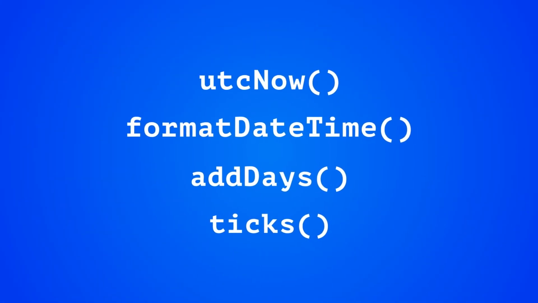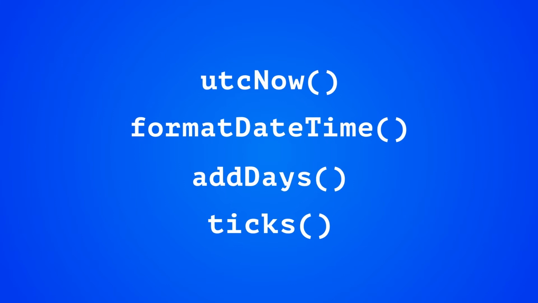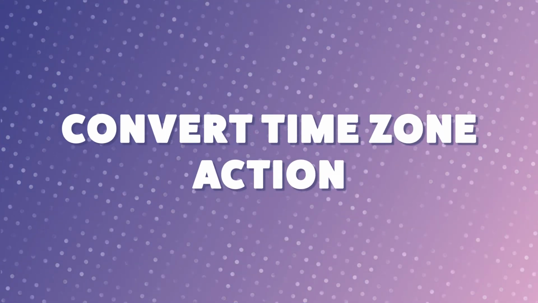The ticks function converts a date into ticks. 1 tick equals 100 nanoseconds. This function is especially useful when you need to calculate the number of days between 2 dates. Keep in mind there are more functions that you can use when working with dates in Power Automate. However, these 4 are the ones you should familiarize yourself with first.